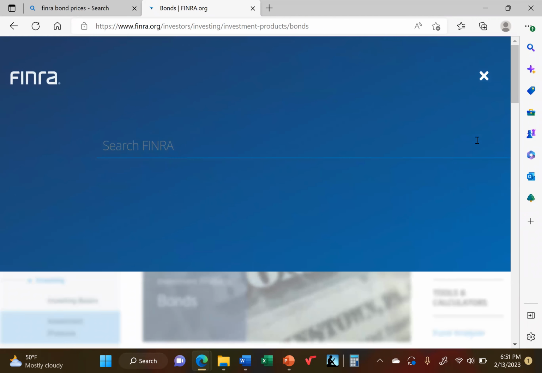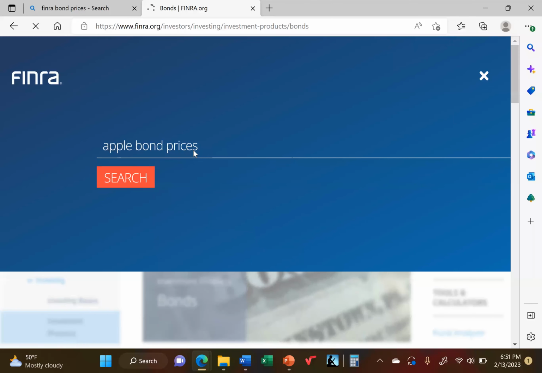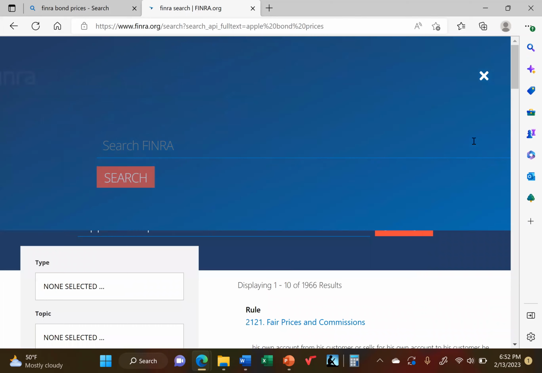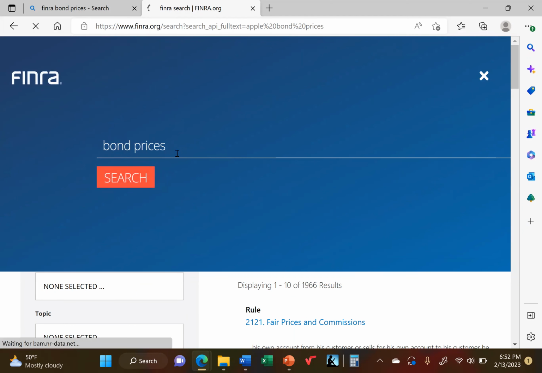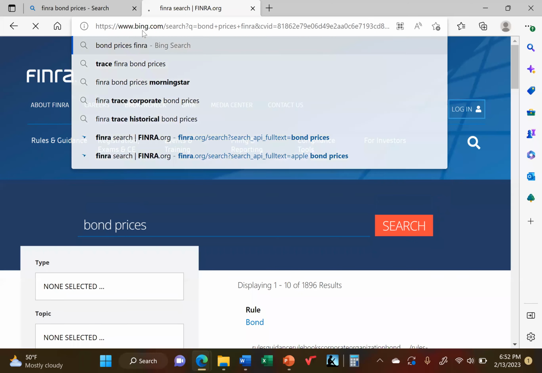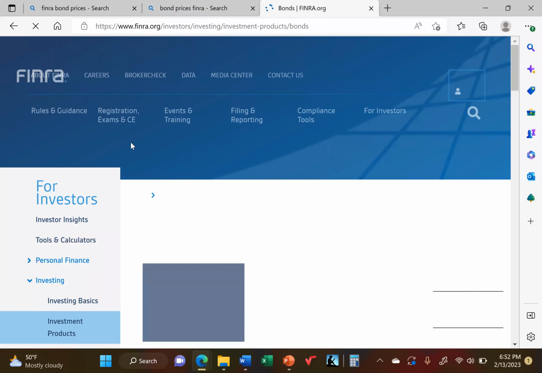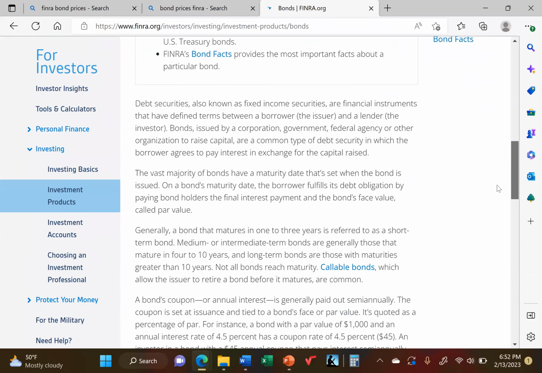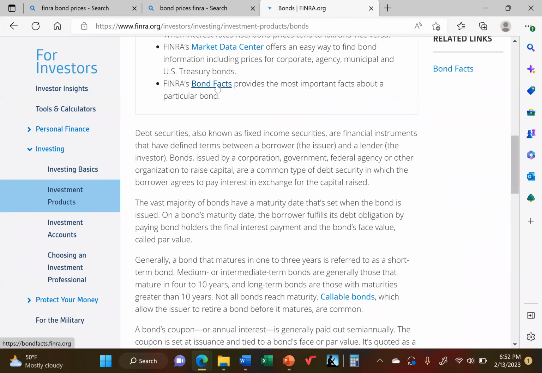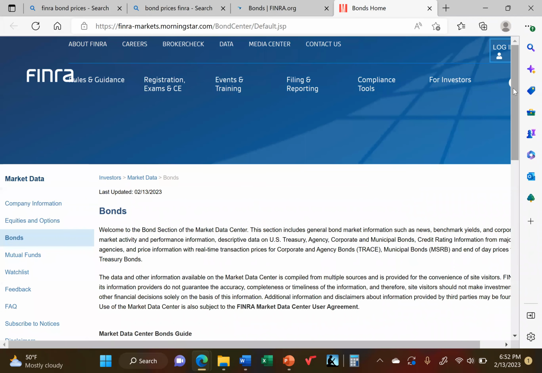I just find that this website is very poorly organized. I'm constantly trying to remember how to find what I need. It's really beyond belief to me how awkward this thing is. All right, bond prices, let's try that. No, you know what I find? The easiest way to do it is not directly from their website. Bond prices FINRA. Oh, I hope they haven't changed this thing. Oh, wait a minute. The market data center. There it is. So here's all the bond quotes.